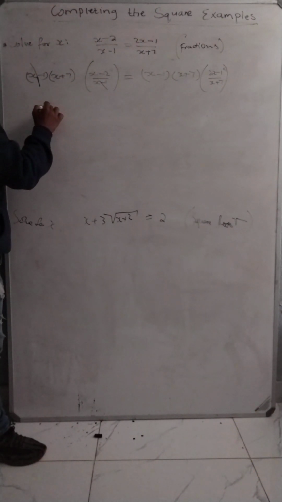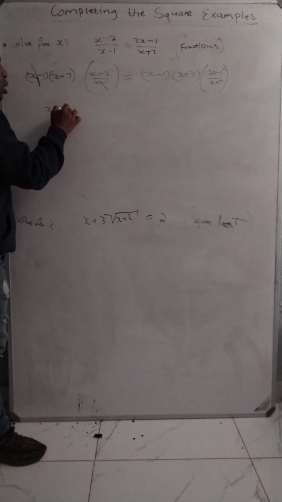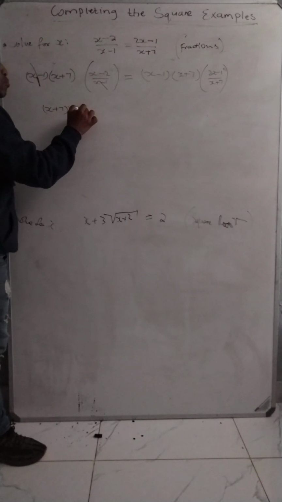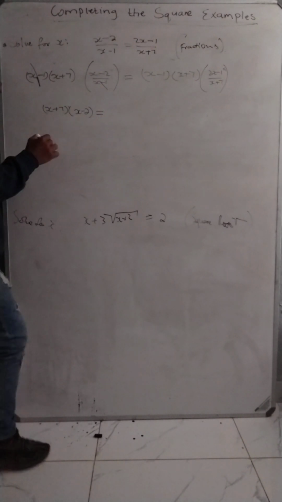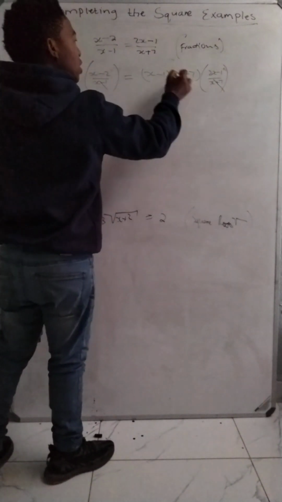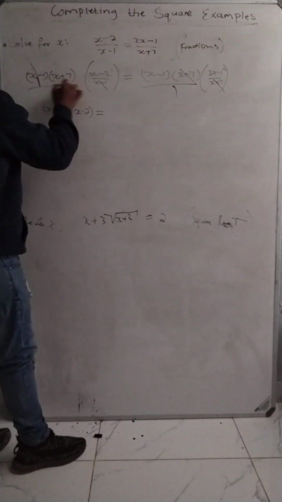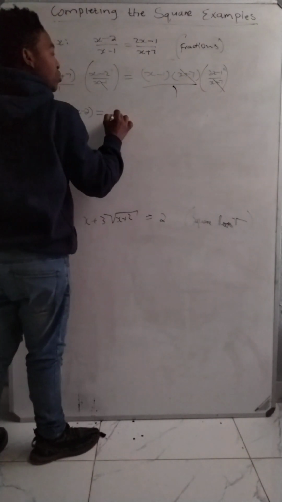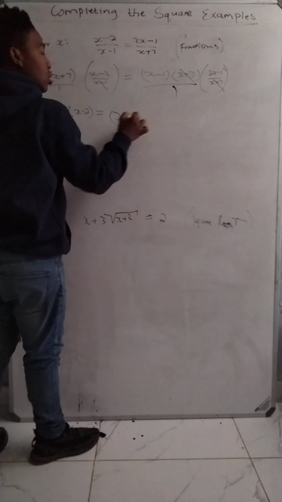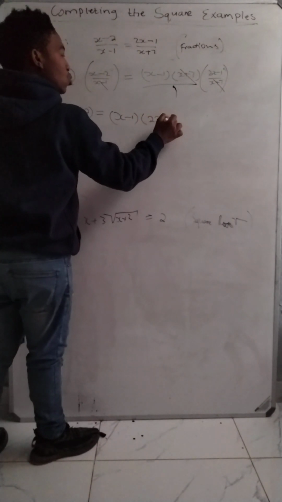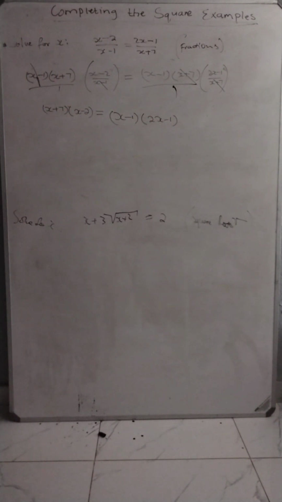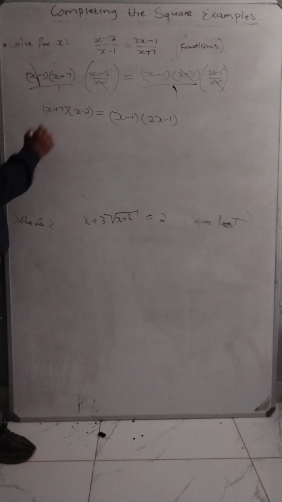Then we'll be remaining with x plus 7 into x minus 2 is equal to, on this side, x plus 7 is going to cancel x plus 7 because this is a fraction as well. So then we'll be remaining with x minus 1 into 2x minus 1, like that. So we got rid of fractions now. Okay, I hope that is clearly visible. We got rid of fractions.